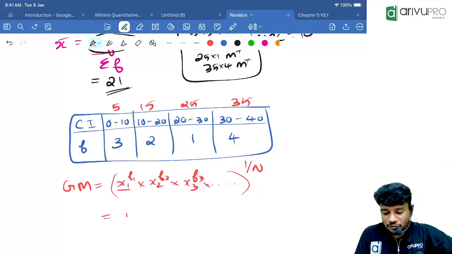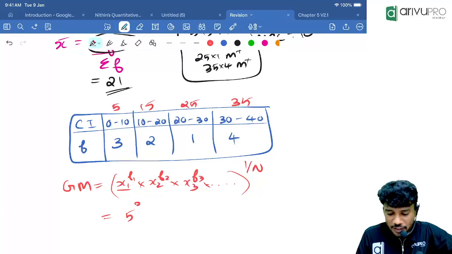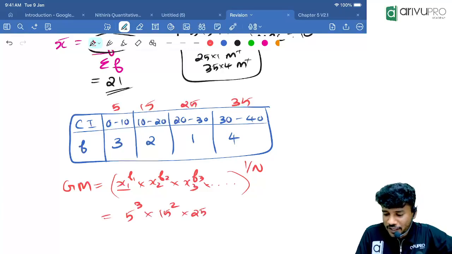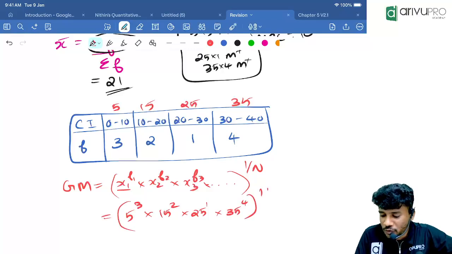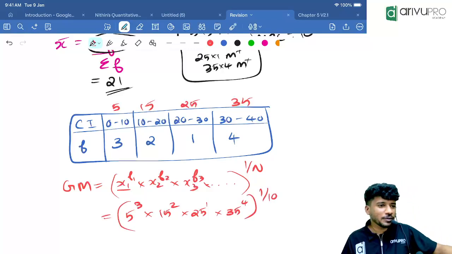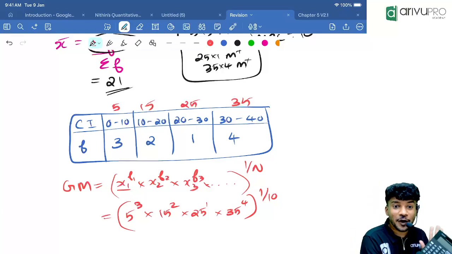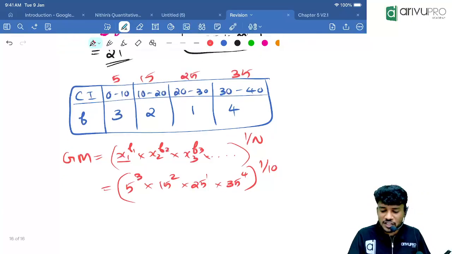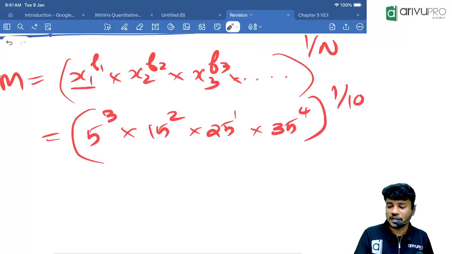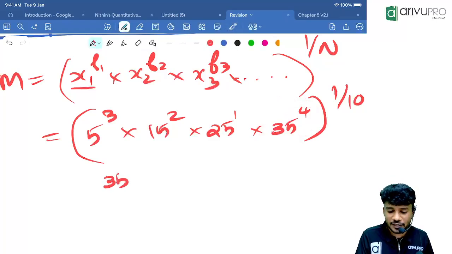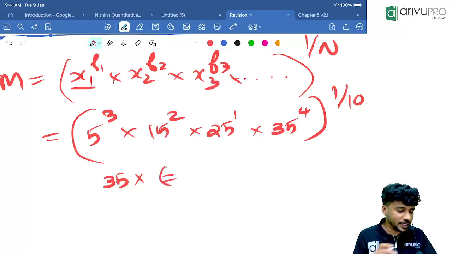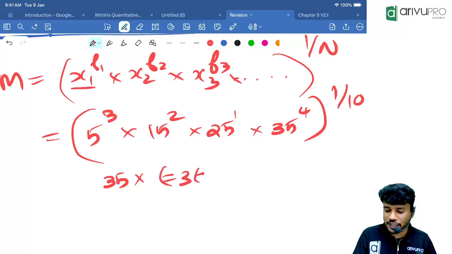5 raised to f value is how much? 3 into 15 raised to 2 into 25 raised to 1 into 35 raised to 4. The entire thing raised to what? 1 by 10. Now people, we will check whether we get an error or a proper value. Which one will you find first on the calculator? Highest power, 35 raised to 4. Everyone take your calculator. 35 into, equal to how many times? 3 times. 1, 2, 3. That means you clicked equal to 3 times.